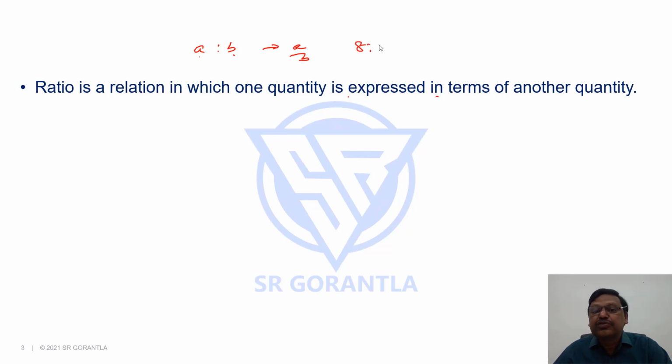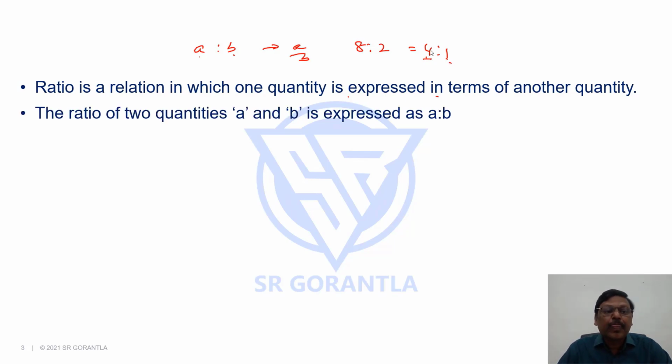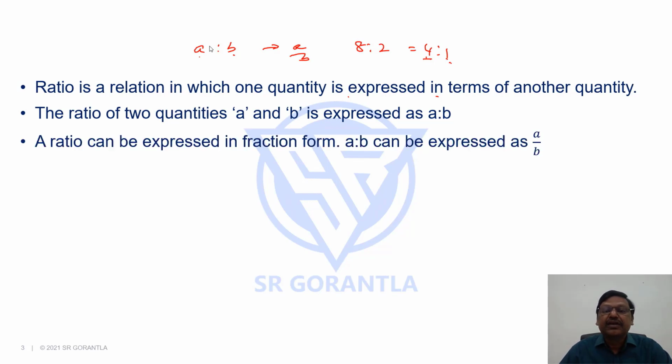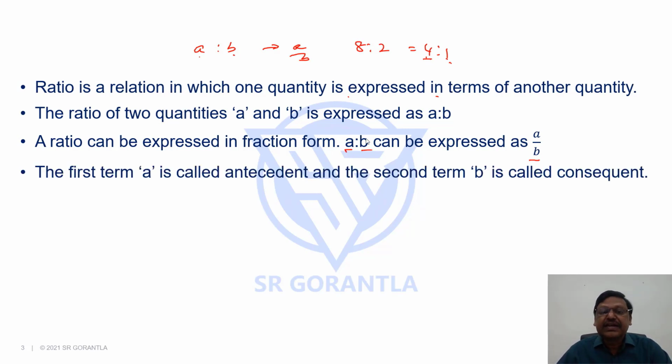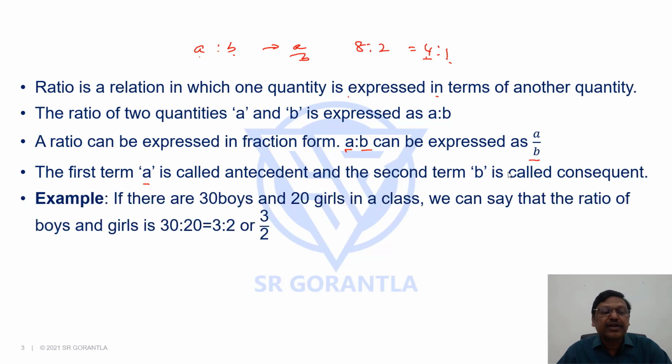Suppose I have 8 is to 2, or this can be written as 4 is to 1, we are trying to say the first term is 4 times the second one. We are expressing the first term in terms of the second term. So the ratio of two quantities A and B is expressed as A is to B. This can also be expressed as A by B as we discussed. Here in this ratio, the first term A is called antecedent, and the second term B is called consequent.